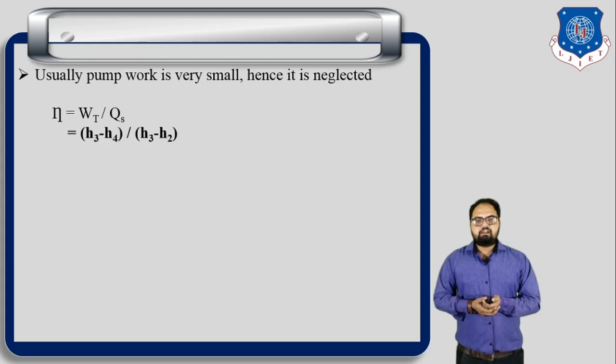Okay. The Rankine cycle is mostly used in thermal power stations. Okay. All the coal based thermal power plants work on the Rankine cycle.